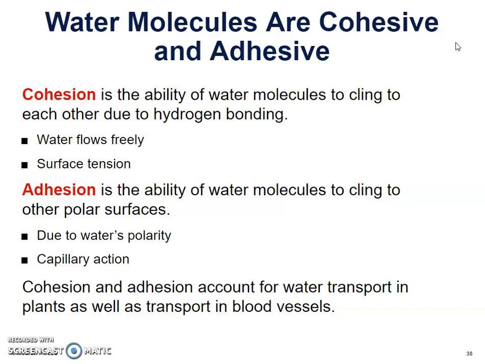Water molecules are cohesive and adhesive. Cohesion is the ability of water molecules to cling to each other due to their hydrogen bonding, which makes water flow very easily, and it's what gives us surface tension. So in class, I'll do a demonstration where I drop a needle onto the top of a glass of water or a beaker of water.